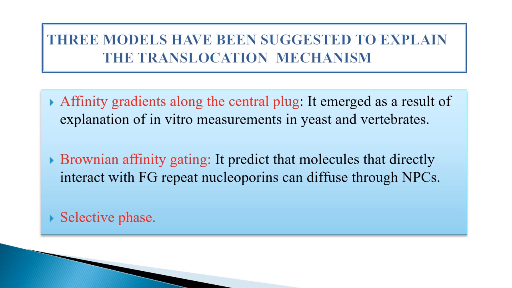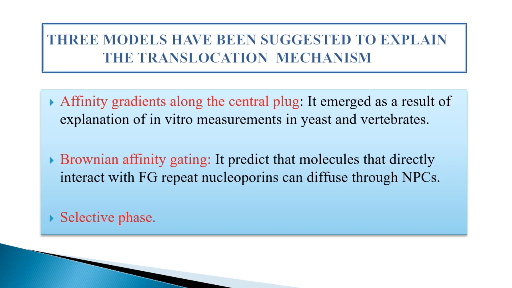Three models have been suggested to explain the translocation mechanism: affinity gradient along the central plug. This model emerged as a plausible explanation as a result of in vitro measurements in yeast and vertebrate demonstrating the presence of an increasing affinity gradient in nucleoporins moving from the cytoplasm to the nucleus.